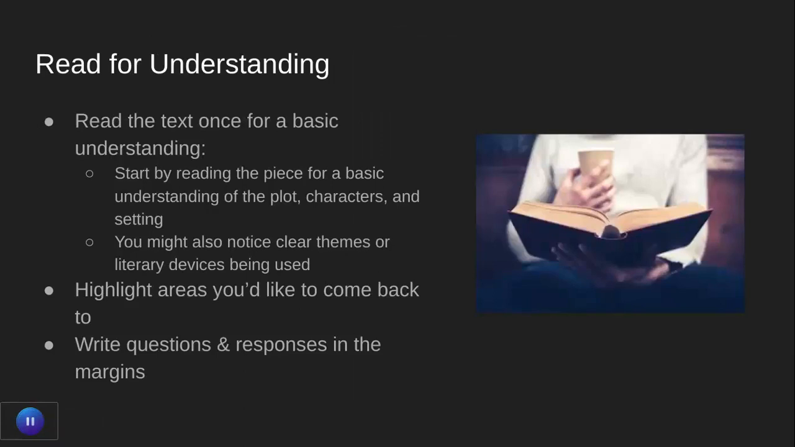But generally, I say just come to the text, give it a quick overview, and highlight areas that you'd like to come back to. This is also a good time to write questions and responses that you notice in the margins, so that when you come back to read a little more closely, you remember where you wanted to go back to.